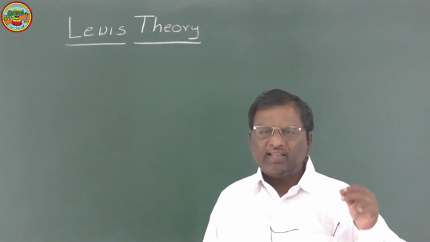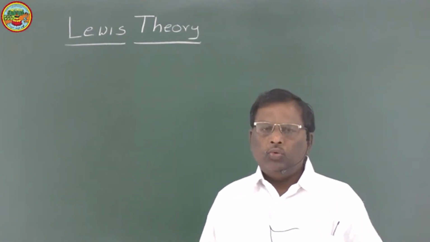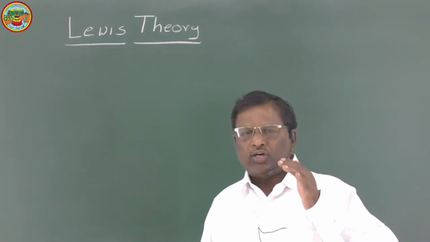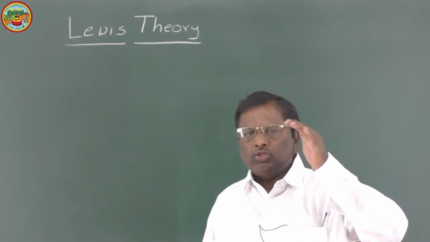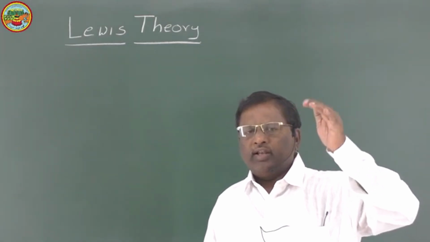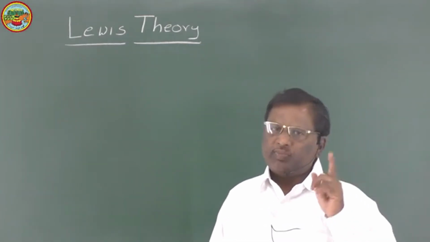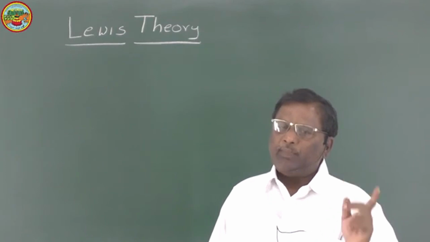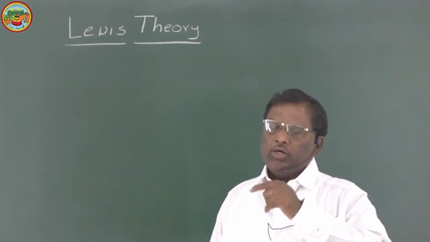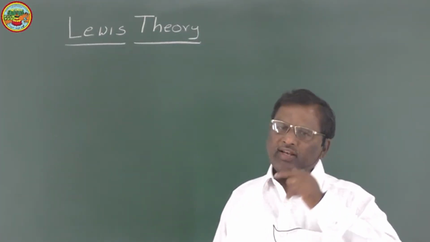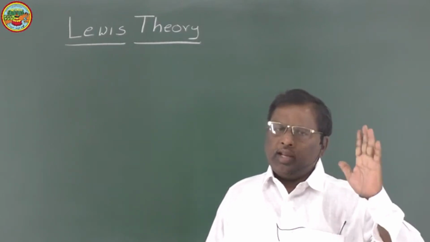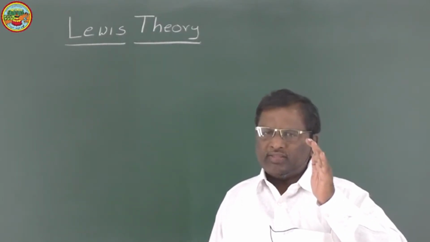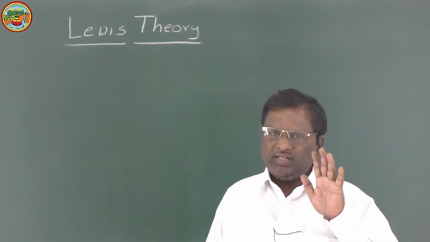Acid is a species which can accept a pair of electrons from another species to form a covalent coordinate bond. Base is a species which can donate a pair of electrons to another species to form a covalent coordinate bond. It means an electron pair donor is a base and an electron pair acceptor is an acid.